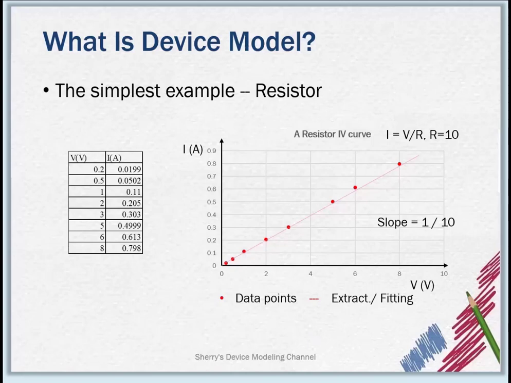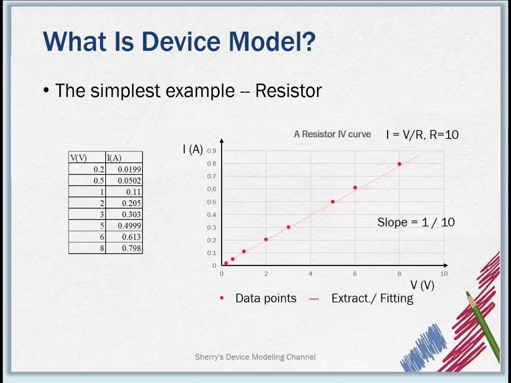If I repeat this operation, I will get a list of data with voltage and current, as shown in the left table. If I put the data from the table into a chart, I can get the chart on the right. We can easily find that it is a linear relationship between current and voltage. Then I can draw a straight line to represent the data, and the equation is I equals V over R.